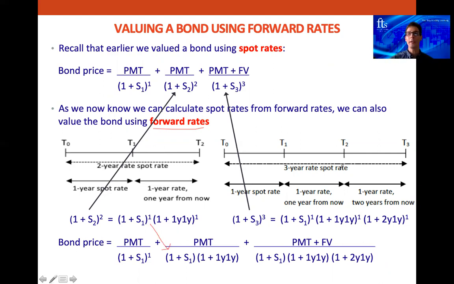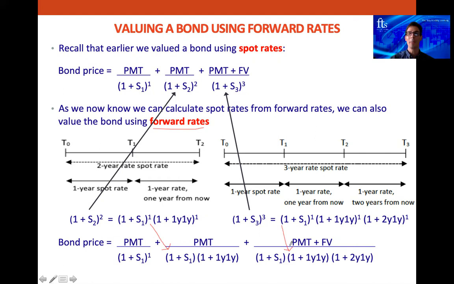The same principle applies over here. For the 3-year spot rate, 1 plus S3 to the power of 3, this is the example we did when we worked out the spot rates from the forward rates. You might remember, 1 plus S3 to the power of 3 was the same as the 1-year spot rate, and then the 1-year rate 1 year from now, and then the 1-year rate 2 years from now. So all we've done again is substitute the 1 plus S3 to the power of 3 term with this one, so this goes down here instead. Everything is tying up.